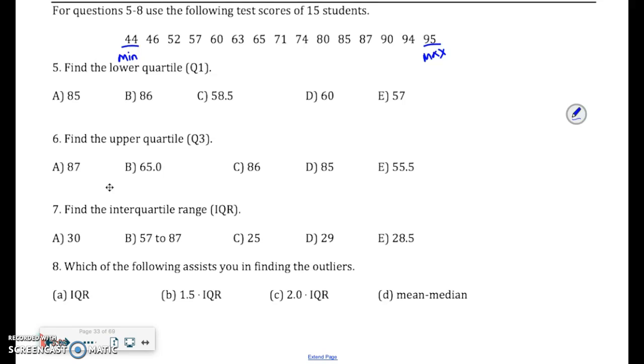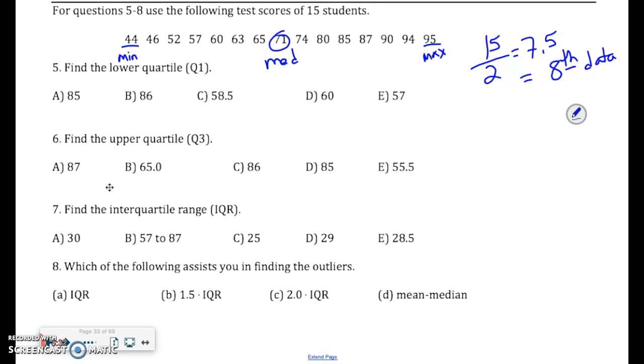I cannot find quartile 1 or quartile 3 until I have identified the actual median of my data. There happen to be 15 students in this list. If I take half of that, that is 7.5. So that means I am looking for the 8th data point in my list. 1, 2, 3, 4, 5, 6, 7, 8. Looks like 71 is my median.